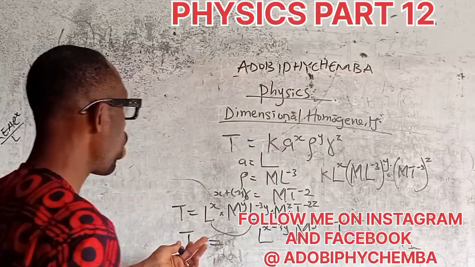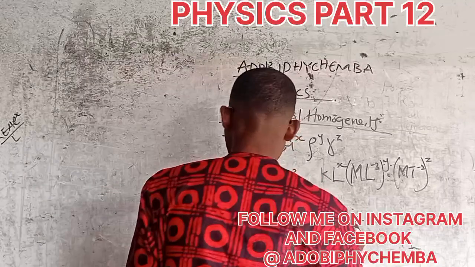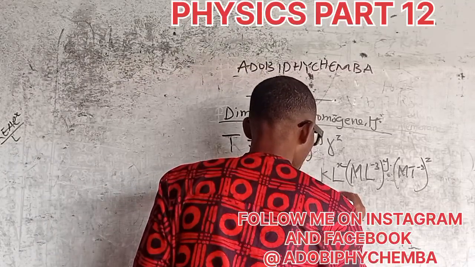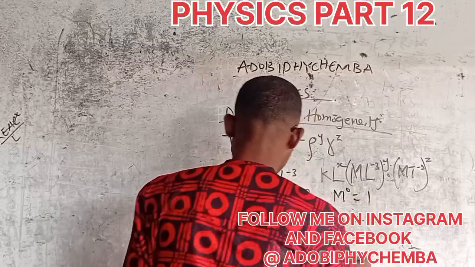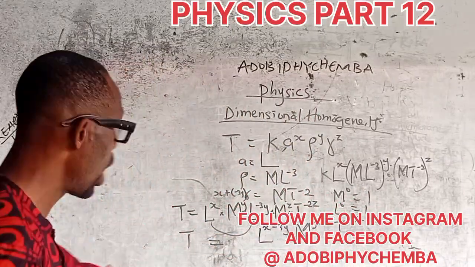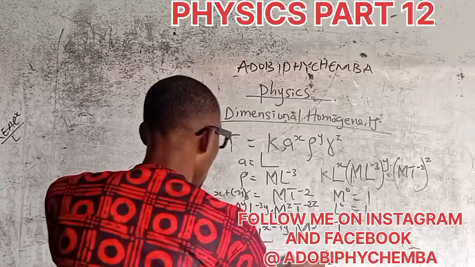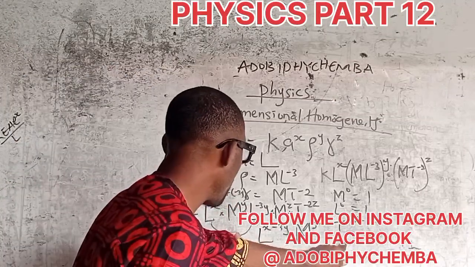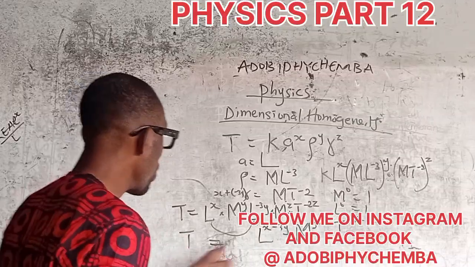Don't forget that in the law of indices, I told you anything raised to power 0 is equal to 1. M raised to power 0 is equal to 1. L raised to power 0 is also equal to 1. Take note, according to the law of indices. So what do you do here now? To make your work very easy, look at the bases that you have here. You have T there, you have T there.